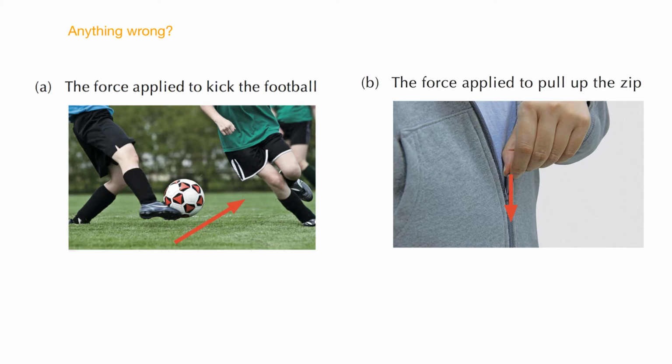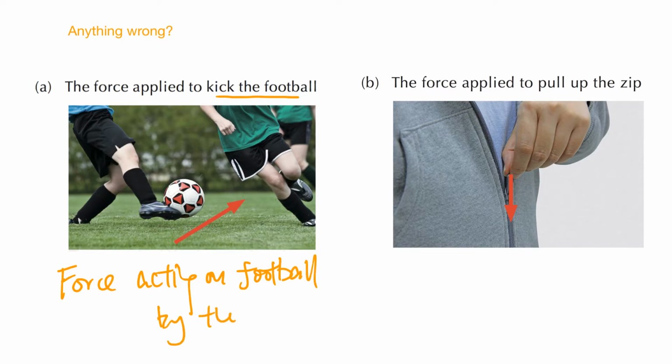So the first one, A, with the force applied to kick the football. That means kick the football. There should be a force adding on the football by the player or by the feet. Is that right? So on the football, is the arrow touching the football? So this one must be wrong. It should be touching the football. And then the direction, because you see that it kicks this way, so the ball must be going that way, so therefore the ball goes here.